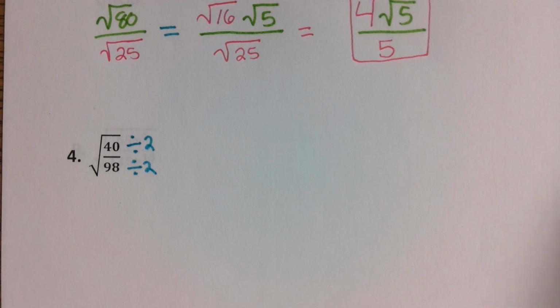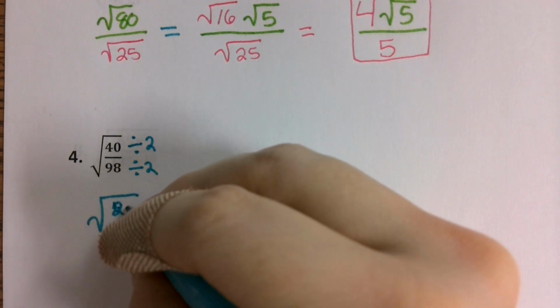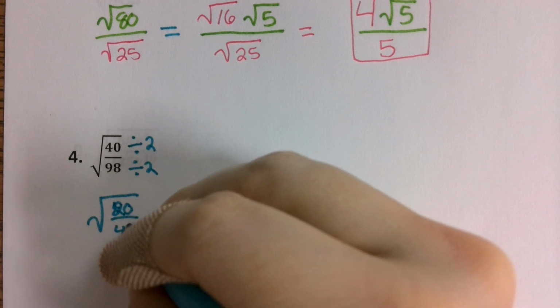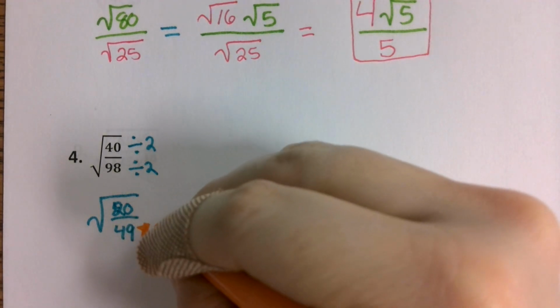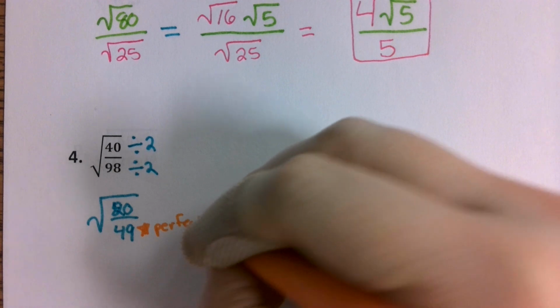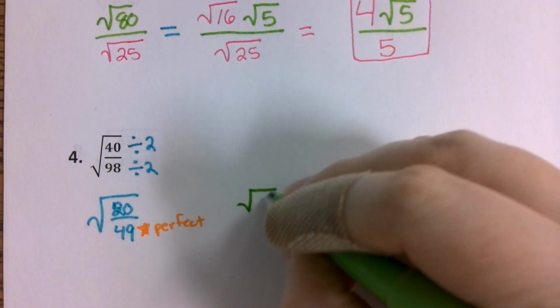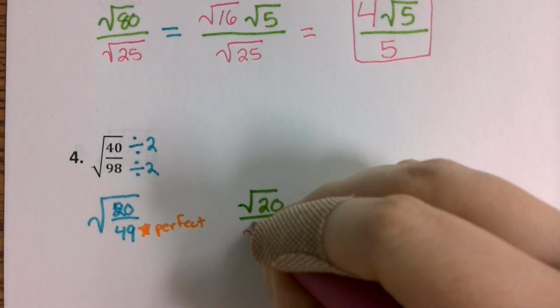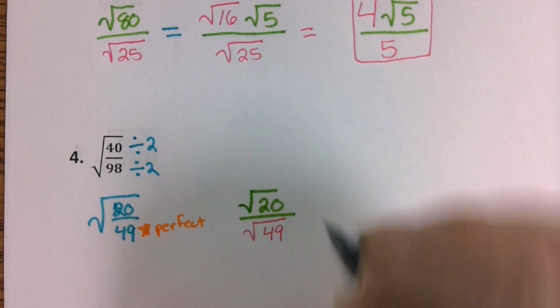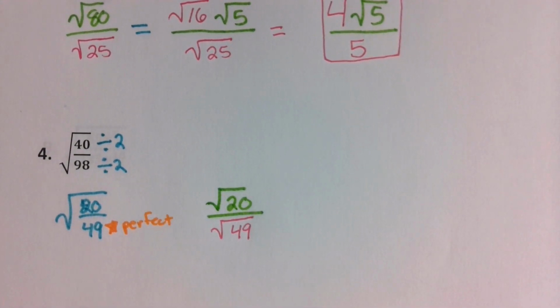So when I do that, I'm going to get the square root of 20 over 49. Is 49 a perfect square? Yes. This is a perfect square. So now I can go ahead and break it apart. I'm going to say that this is the square root of 20 over the square root of 49. I'm going to put square root of 49 in pink because pink is perfect. Now I'm going to focus on the square root of 20, which was not perfect.